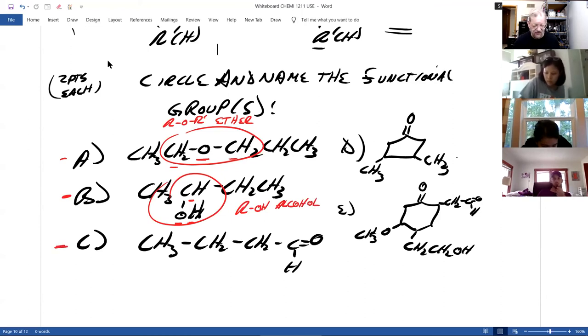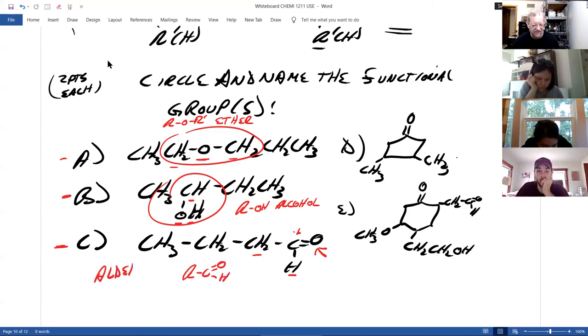Next, let's look at C. What do we have? Ooh, an oxygen double bonded to carbon with hydrogen and carbons. That's an aldehyde. And let's move on to D. What's the, oxygen double bonded to carbon. Carbon's here, carbon's here. And that's a ketone.